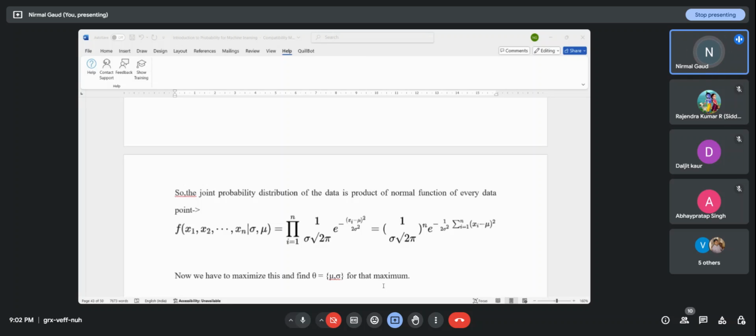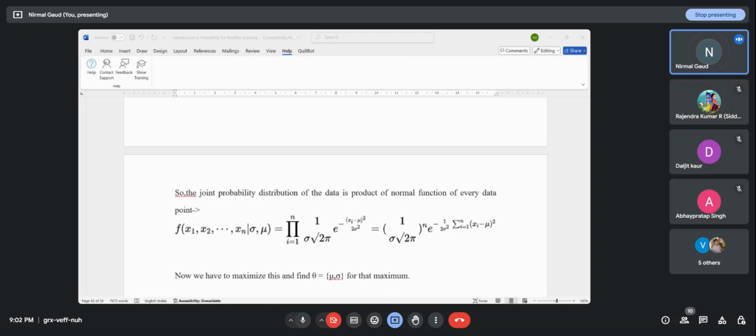MLE, maximum likelihood estimation, everything is just mentioned here. Applications of probability, and misconceptions are there also, so you can study. Okay, so that's about probability and likelihood.